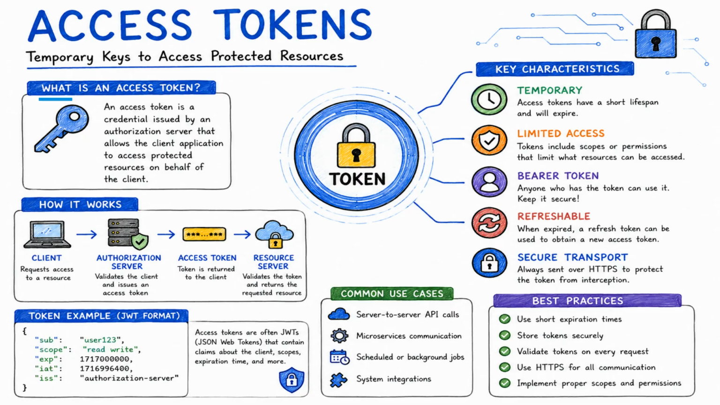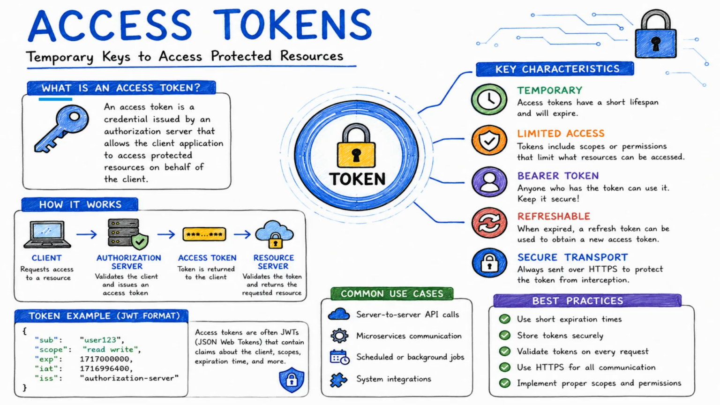Access tokens are temporary credentials issued by an authorization server after successful authentication. The diagram on the left shows how a client requests access, receives an access token, and presents that token to a resource server instead of sending a username and password with every request. The center illustration emphasizes that the token is the key used to access protected resources.